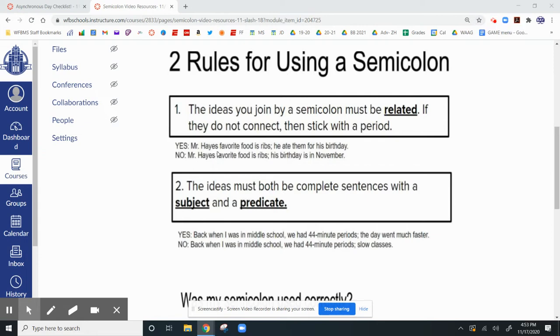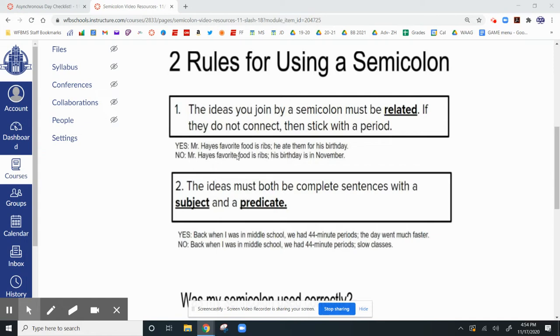For example here, Mr. Hayes' favorite food is ribs; he ate them for his birthday. Those two thoughts are directly connected. I'm talking about ribs here and how I ate them for my birthday. Ribs on both sides of the semicolon. They're directly related. Semicolon is good.